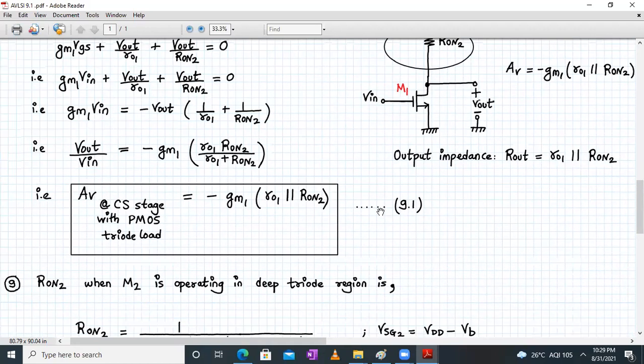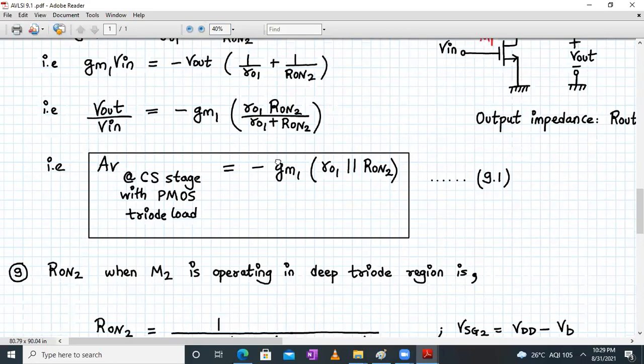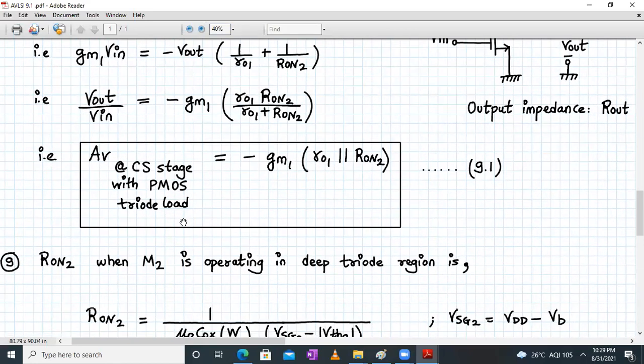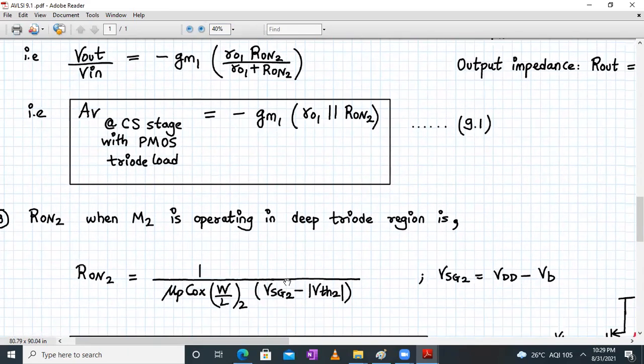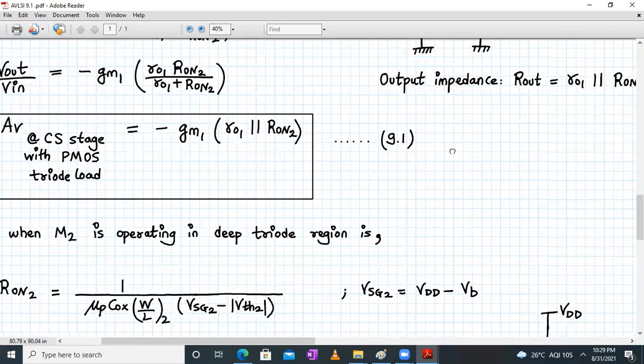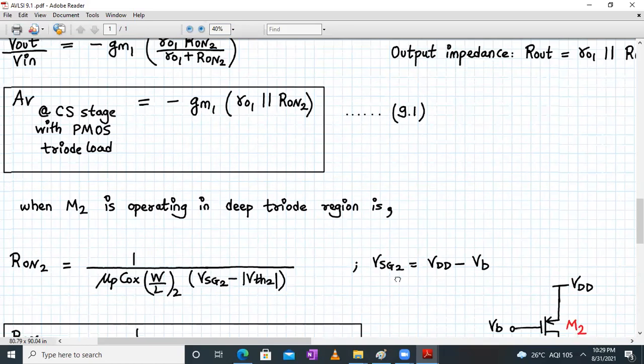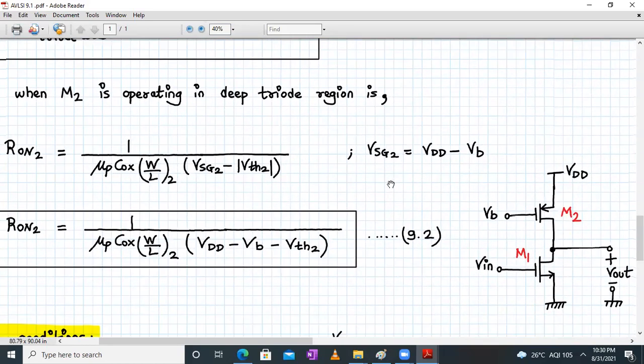Okay. Now, one more thing which we need to remember. Let me go back to a little bigger font. So, the value of Ron2, how do we calculate it when M2 is operating in the deep triode region? Here is the formula given to us. Ron2 will be given by 1 upon mu p into Cox into W by L of 2 into VSG2 minus mod of VTH2, right? And over here, from the circuit diagram, can we say that your VSG2 is equal to VDD minus VB? Let's just check it out.